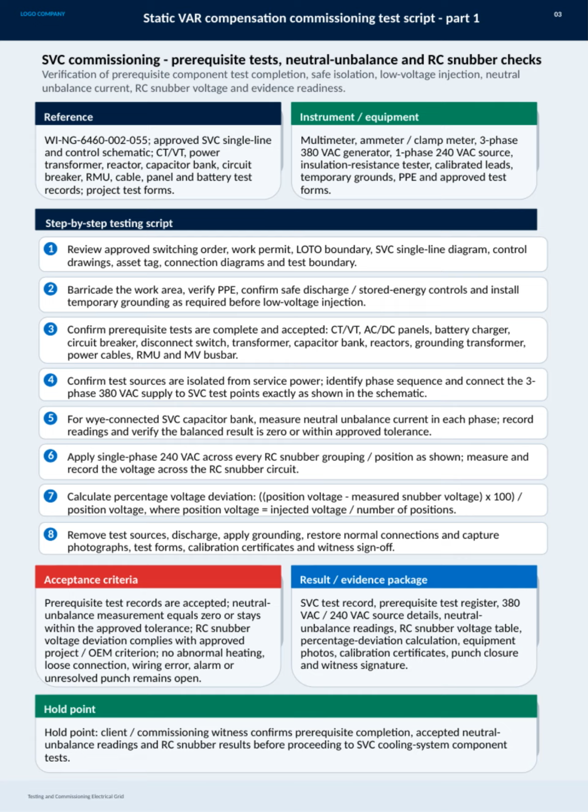Finally, we remove all test sources, safely discharge and ground the system, restore the normal connections, and document everything thoroughly with photographs, test forms, calibration certificates, and witness signatures. The acceptance criteria are straightforward. All prerequisite test records must be accepted, neutral unbalance measurements should be 0 or within tolerance, and RC snubber voltage deviations must comply with project or OEM guidelines. Additionally, no abnormal heating, loose connections, wiring errors, alarms, or unresolved punch items should remain open.